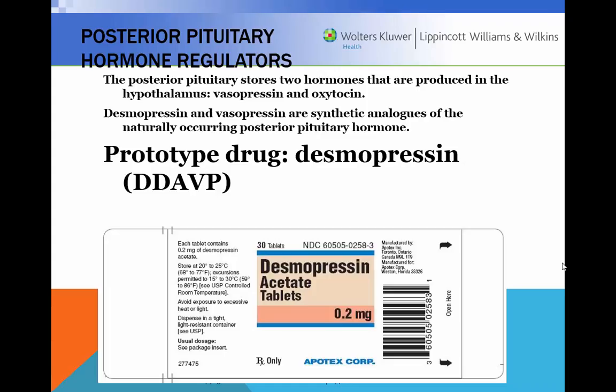All right, and talking about your posterior pituitary hormone regulators, the posterior pituitary stores two hormones that are produced in the hypothalamus: vasopressin and oxytocin.